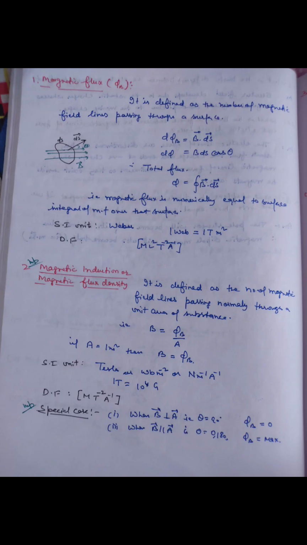Total number of magnetic lines of force passing through a surface is known as magnetic flux. The number of magnetic lines of force passing per unit area is known as magnetic induction or magnetic flux density. Since any closed surface does not enclose any magnetic flux, Gauss law of magnetism, that is closed integral of B dot dS, is equal to 0.